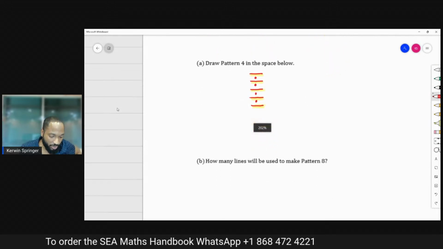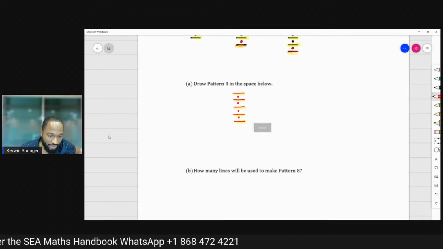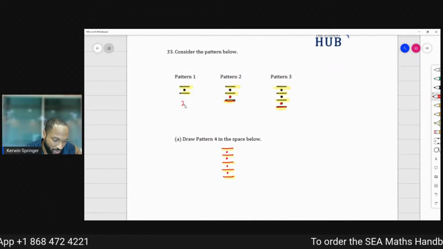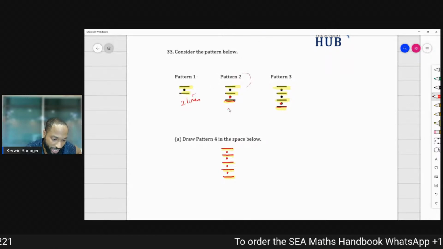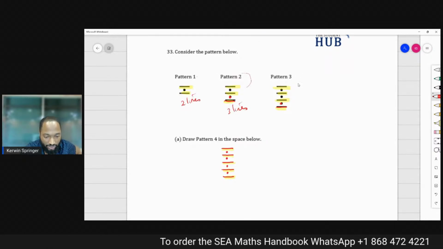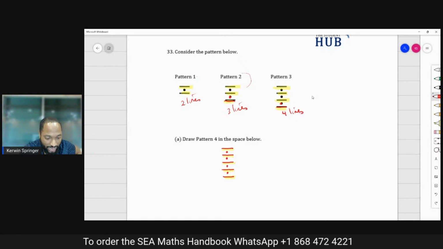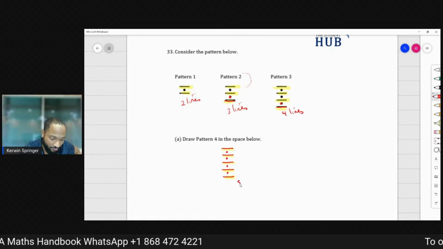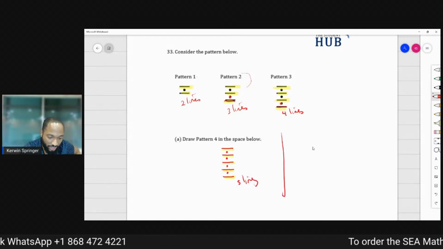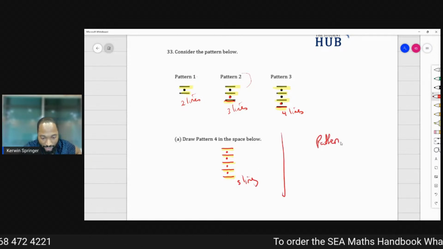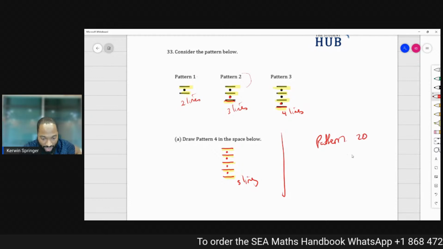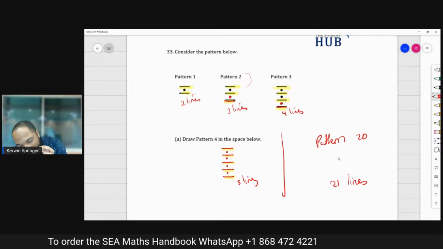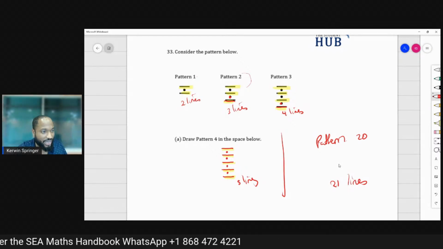And now, how many lines will be used to make pattern 8? Hold on, don't rush me. So in pattern 1, we had 2 lines. In pattern 2, we had 3 lines. In pattern 3, we had 4 lines. I am seeing a pattern here. In pattern 4, we have 5 lines. So what can you expect? If I say pattern 20, I expect 21 lines. It's always 1 extra line than the pattern number that we are in.